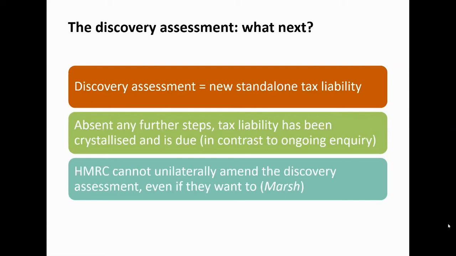At HMRC, it's worth noting, and the First-tier Tribunal in a case called Marsh in 2017 made this clear, even if they realize they've made a mistake in the discovery assessment, they cannot now at this point unilaterally amend it. The only way to change it is using the statutory procedures.